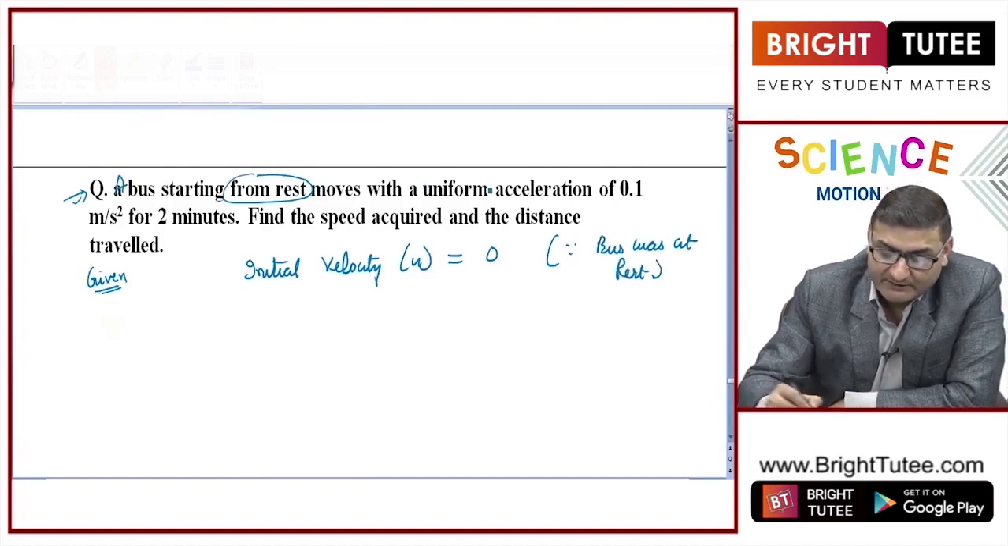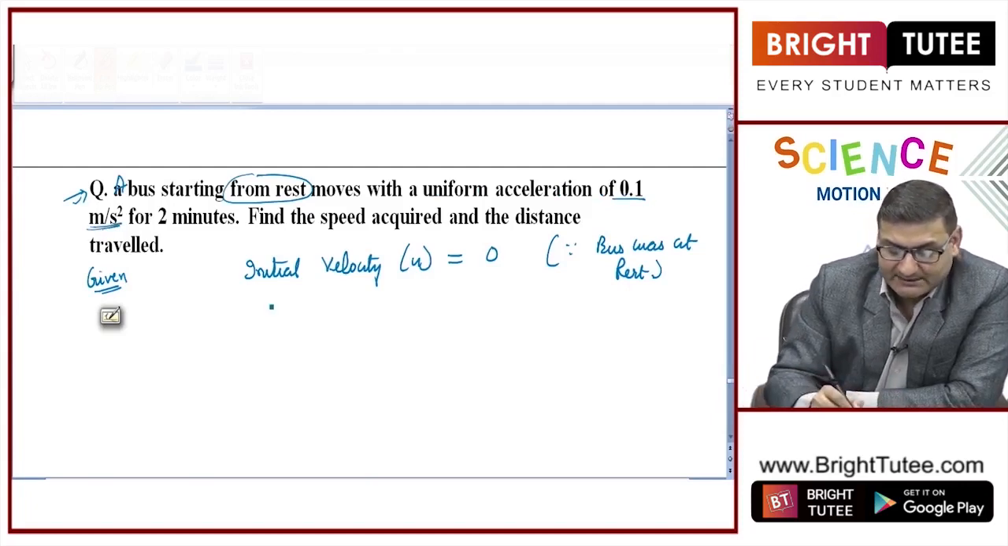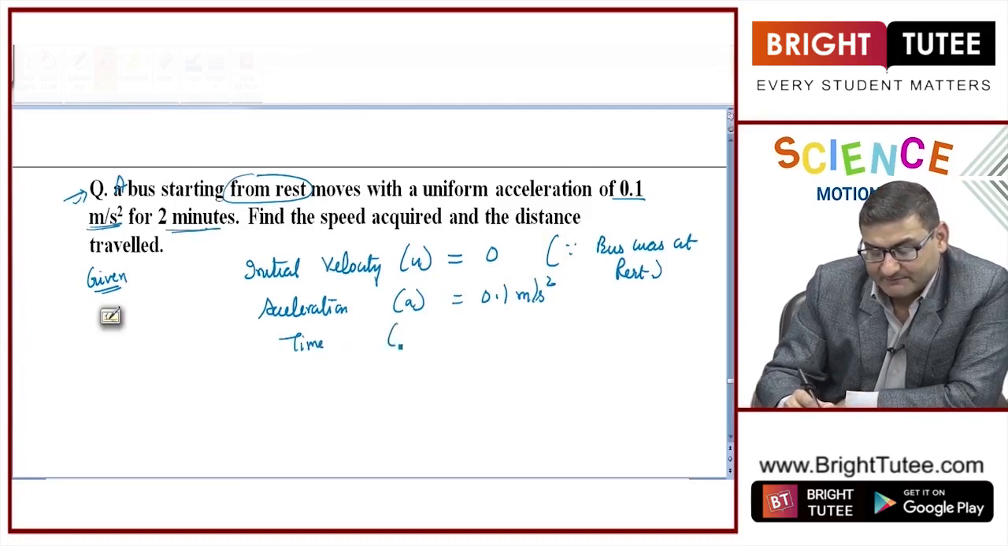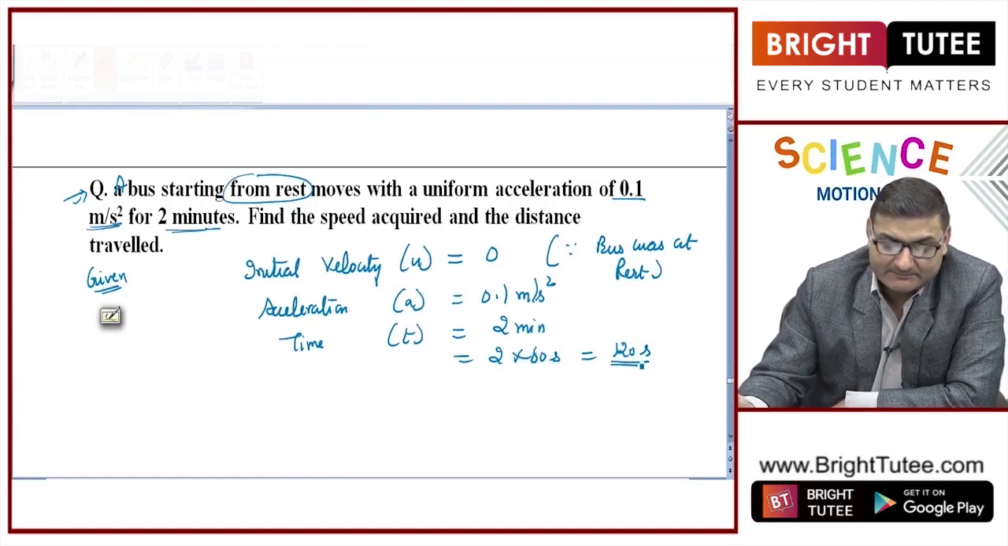It moves with a uniform acceleration of 0.1 meter per second square. The acceleration is given to me to be 0.1 meter per second square for 2 minutes. Time is given to me to be 2 minutes. I need to convert it into seconds, which comes out to be 2 into 60 seconds, or 120 seconds.